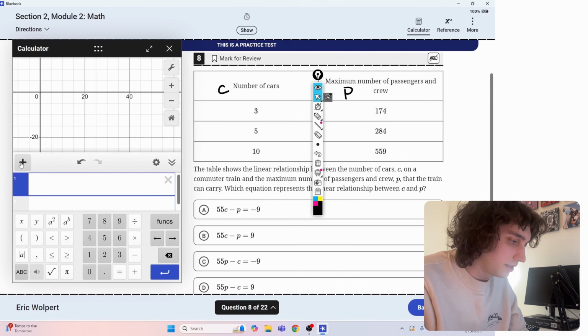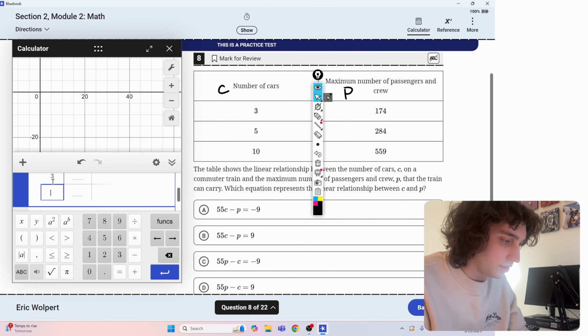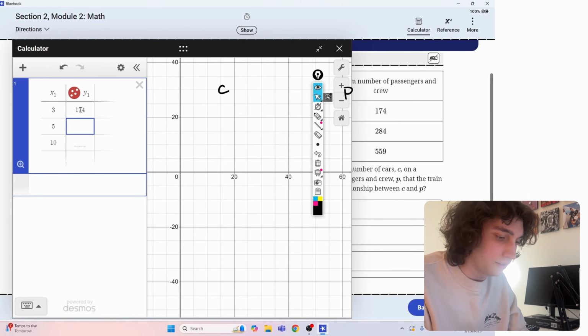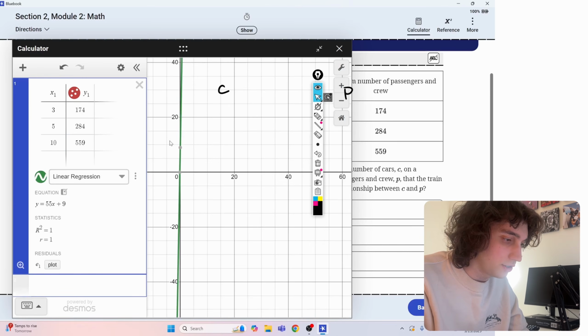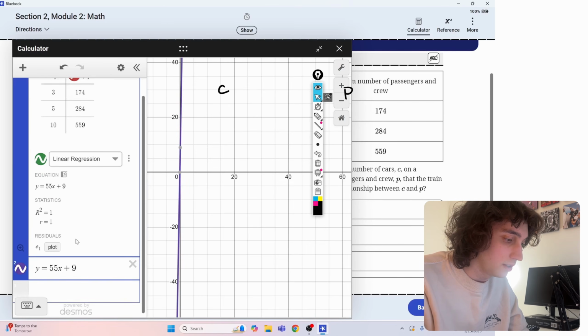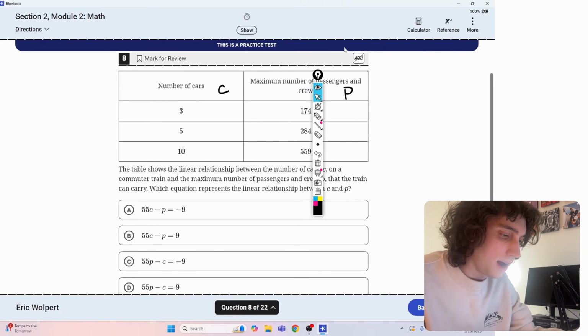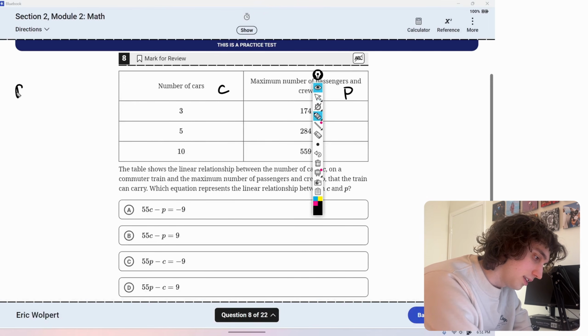So first, let's find the slope-intercept form equation the same way that we have been before, which is to write the regression. So 174, 284, 559. So this is our table. We add regression, get a linear regression, get an equation. We can paste it down if we want. 55x plus 9. So y equals 55x plus 9. That's p equals 55c plus 9.